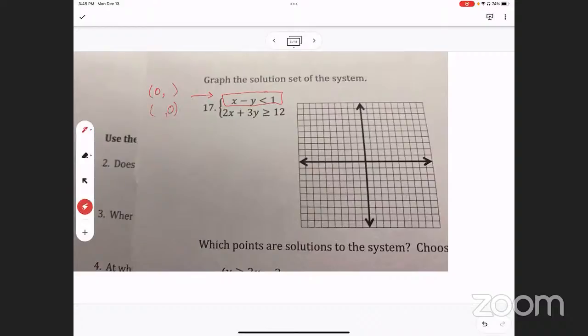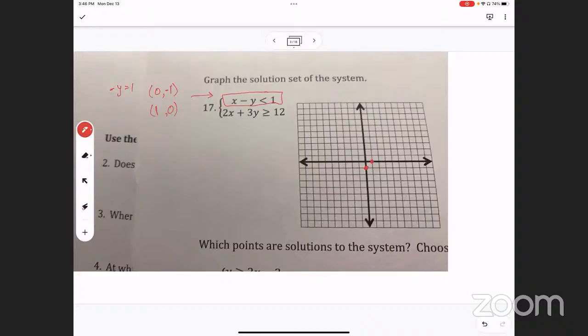So can we do this in our head? If I plug in 0 for x, negative y equals 1. What does that mean I get for y? Negative 1. Very good. And then if I plug in 0 for y in this one, what does x equal? 1. Very good. So there are my 2 points, (0, -1) and (1, 0).